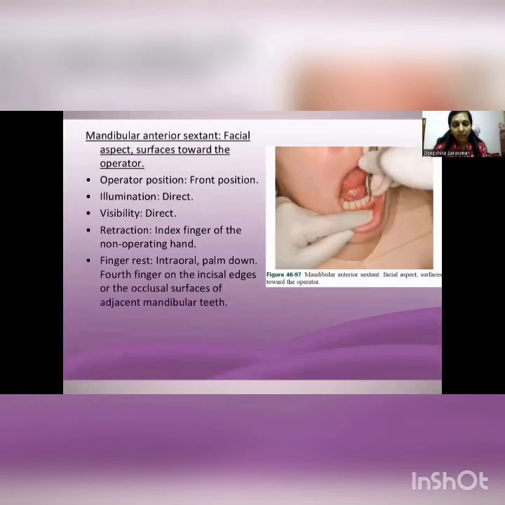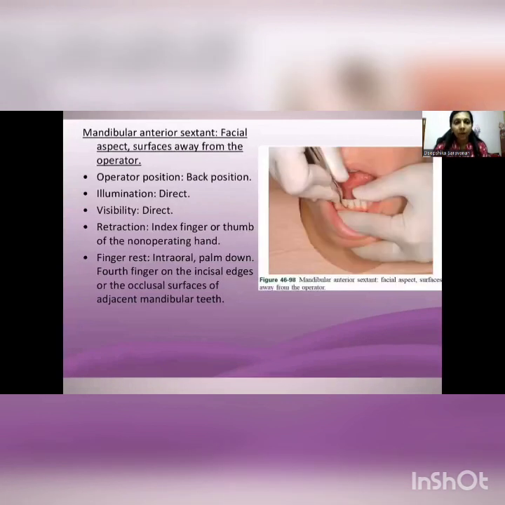Then mandibular anterior segment, you can usually use a front position, direct vision. If the mandibular facial aspect, we can use an index finger or thumb of the non-operating hand, and also we can operate from the back position.